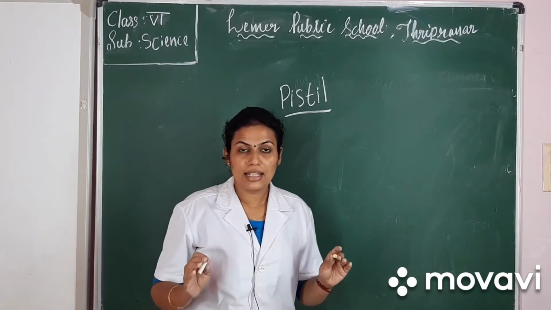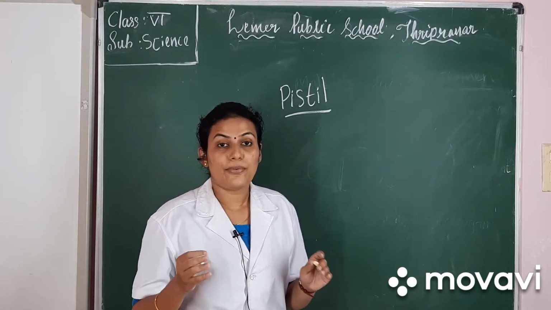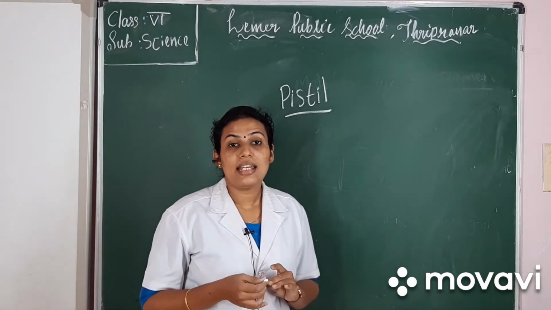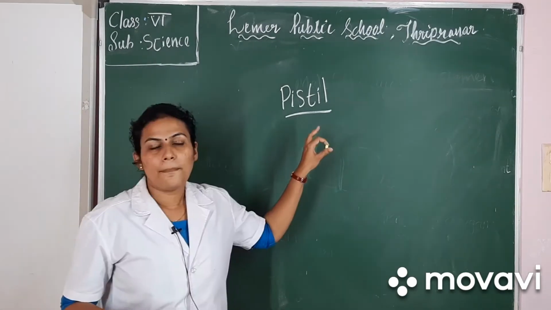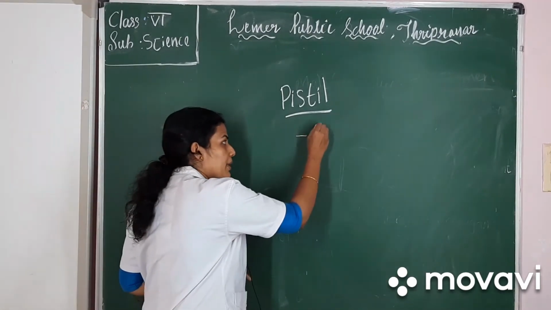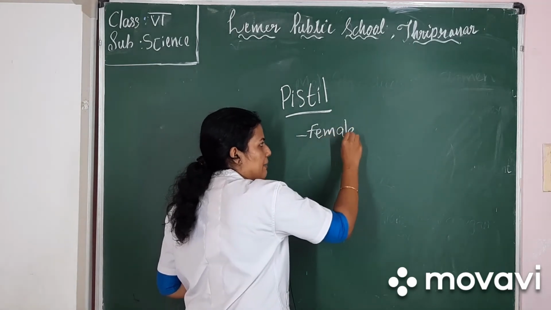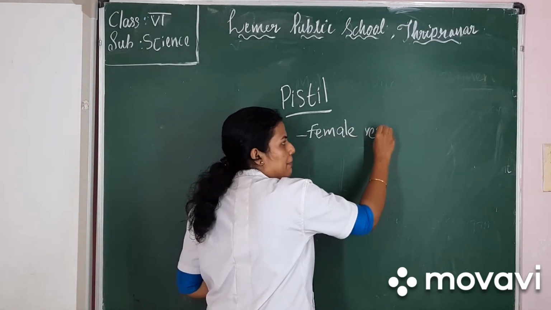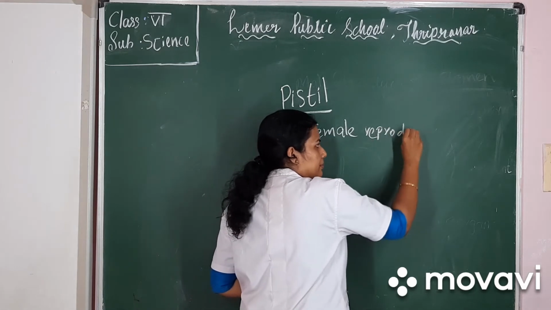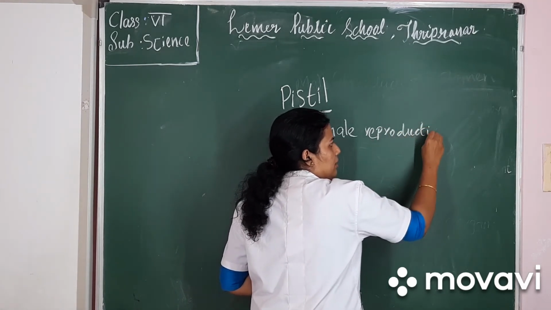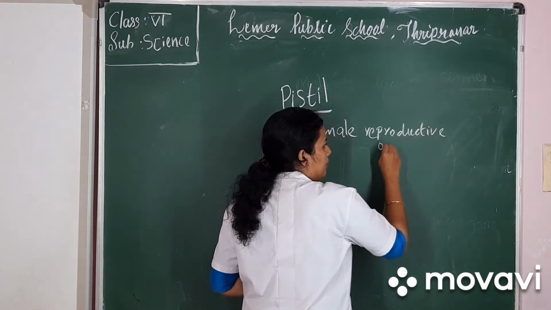Pistil is seen in the central region of a flower and it is seen in flask shape. Pistil is the female reproductive organ of a flower. Pistil is the female reproductive organ.